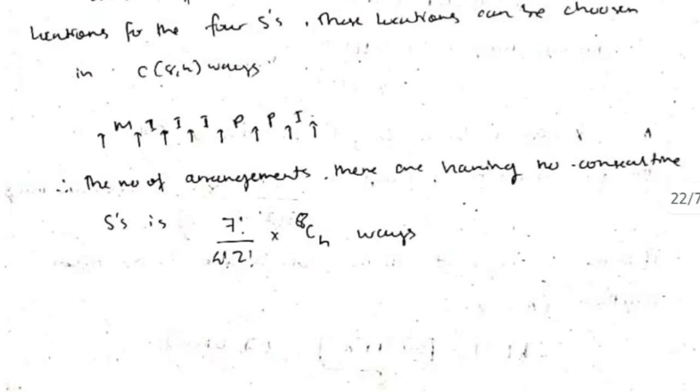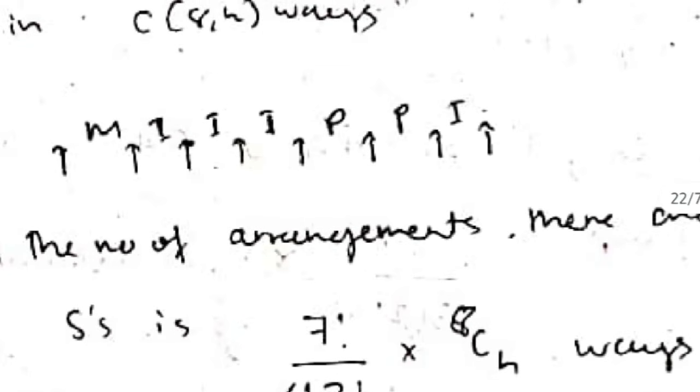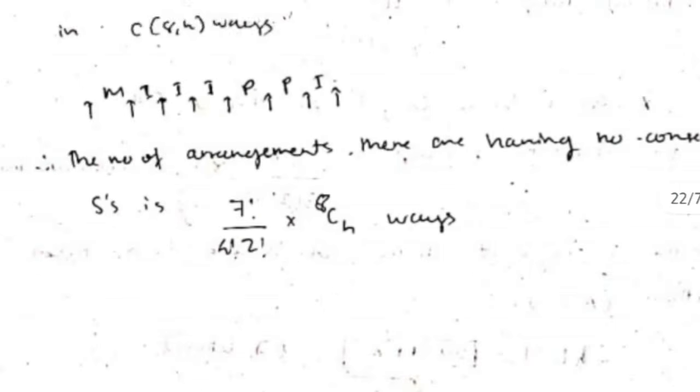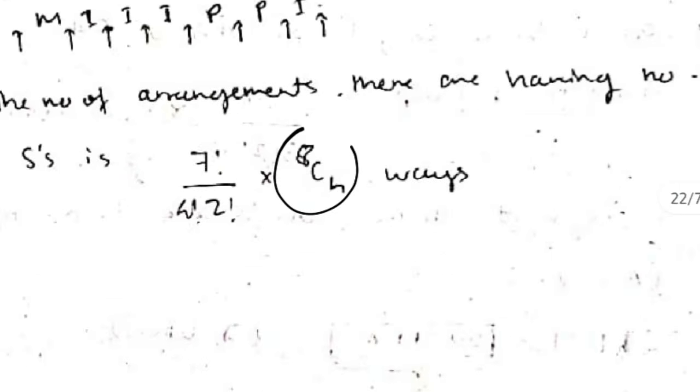Okay, so for each of these ways we can place the S. See here, we can place the S in between any of these letters. So the 4 S's can be placed in a total of 8 places, any of these 8 places. So 8 places are possible, and we have to place 4 S's. That's nothing but the combination 8C4. From 8 places you are selecting 4.